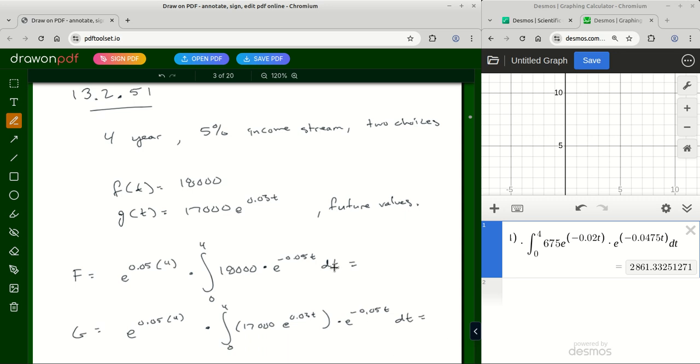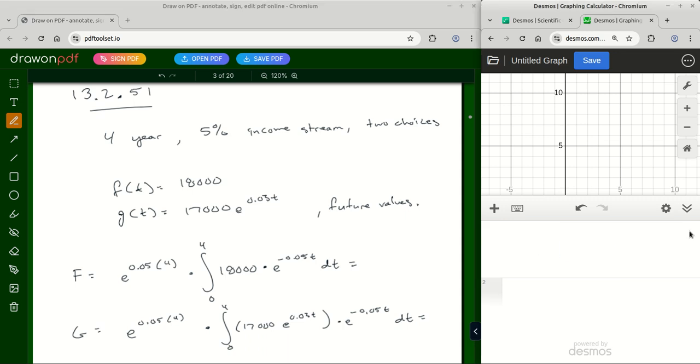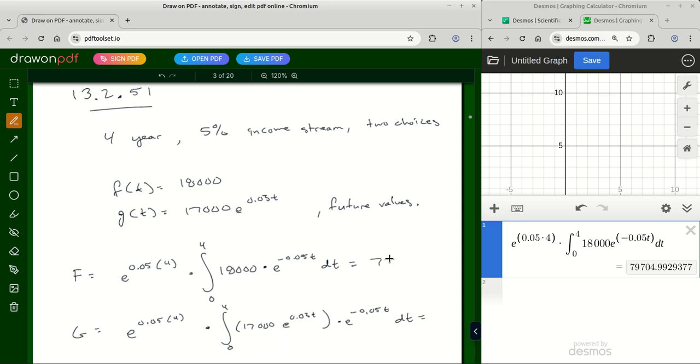Oh, I messed up something along the way. No, I didn't. No, I'm good. It's just so many e's and powers. It's just like, man, there's so much going on here. And you can see that's why I'm using Desmos. We could do this by hand, but why? Why would we actually want to do this by hand at all? At this point in the class, you're not wanting to do that. I don't want you to do that. So here's my first one: 79,704.99. So that would be 79,705, I guess, if they're wanting to round.